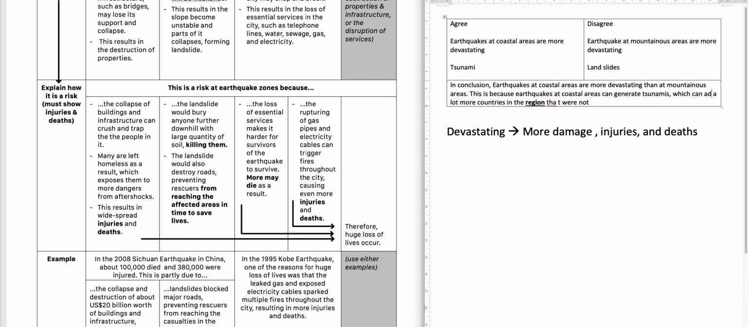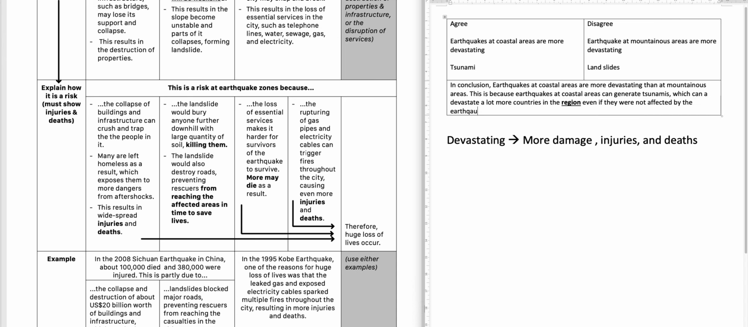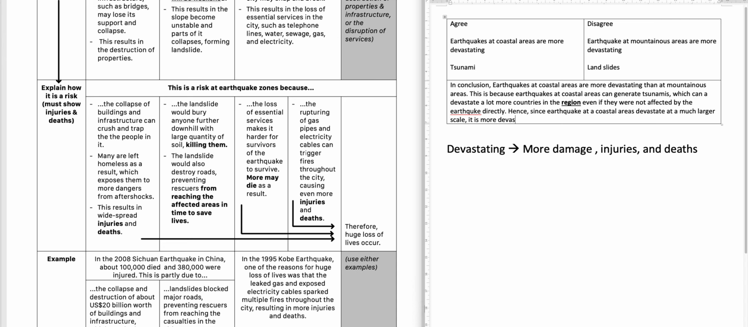Let's use the word from the question: which can devastate, even if they were not affected by the earthquake directly. Then remember we need to compare. So therefore, whereas earthquakes at mountainous areas, we need to write about earthquake. Hence, since earthquake at coastal area, use geographical terms like scale, affect a much larger scale, or use the word from the question, devastate. It is more devastating.